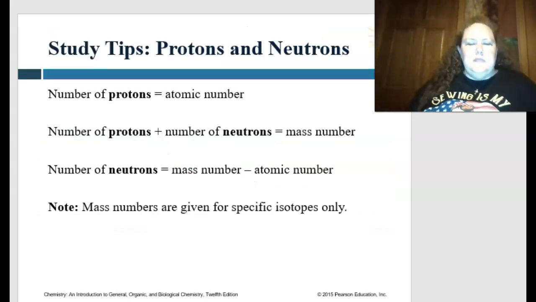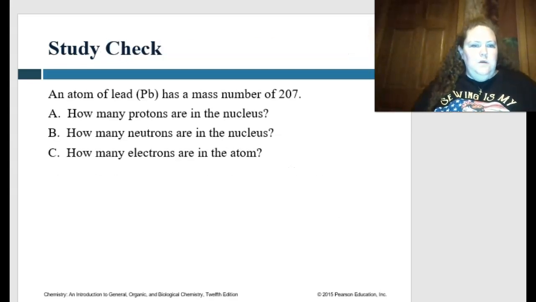For study tips, and again, this would be another great flashcard: the number of protons is equal to the atomic number. The number of protons plus the number of neutrons is the mass number. The number of neutrons equals the mass number minus the atomic number. And just a side note, mass numbers are given for specific isotopes only. So go ahead and look at these, and then pause me when you get to there.